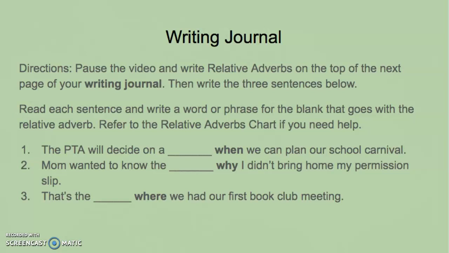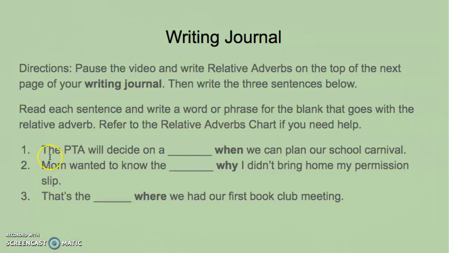You should have written relative adverbs on the top of your sheet and these 3 sentences. The PTA will decide on a blank when we can plan our school carnival. Mom wanted to know the blank why I didn't bring home my permission slip. That's the blank where we had our first book club meeting. Now, after you've written these sentences down, you're going to read each sentence and write a word or phrase for the blank that goes with the relative adverb. Refer to the relative adverbs chart if you need help. That was earlier in the video.